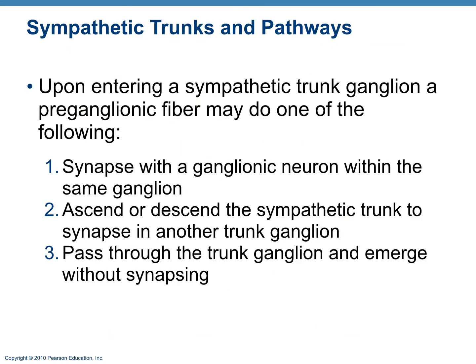If we go back and look at that previous slide, you can see that a preganglionic fiber can do a couple of things. It can synapse with a ganglionic neuron within the same ganglion. It can ascend or descend the sympathetic trunk to synapse with another trunk ganglion. This is in the sympathetic trunk ganglion, by the way. Or it can pass through the trunk ganglion to emerge without synapsing.